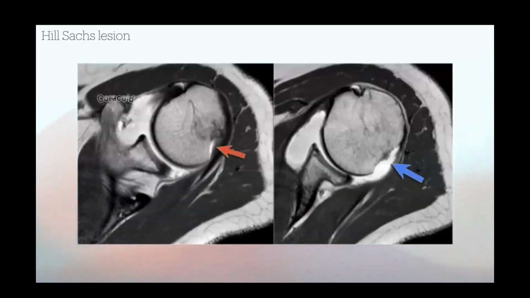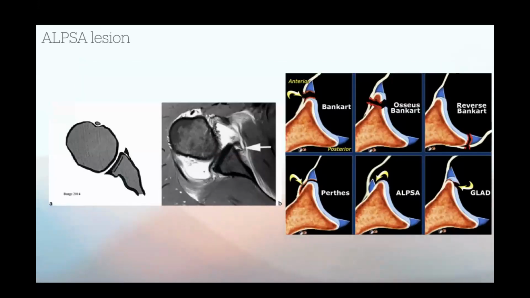Hill-Sachs lesion is an indentation on the posterior superior aspect of the humeral head. This again happens after the first incidence of shoulder instability or dislocation. You have around 60% of bone indentation seen on the posterior superior aspect of the humeral head. After subsequent dislocation, it increases to 85 to 90%.